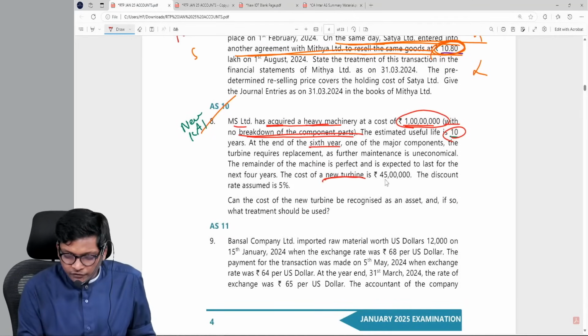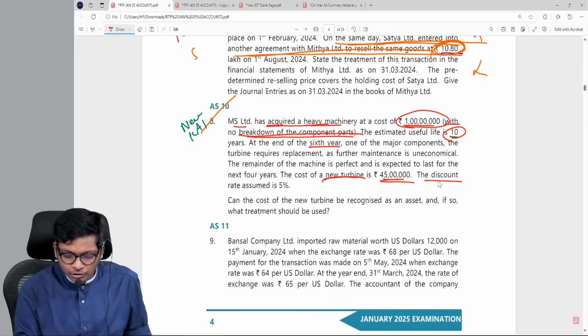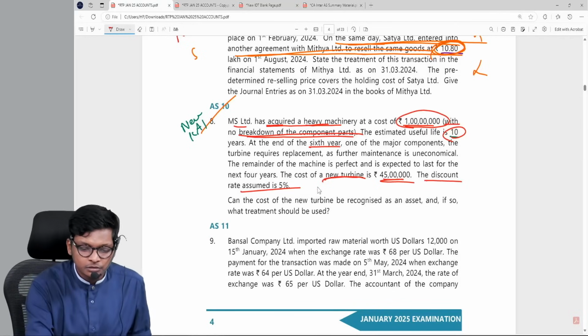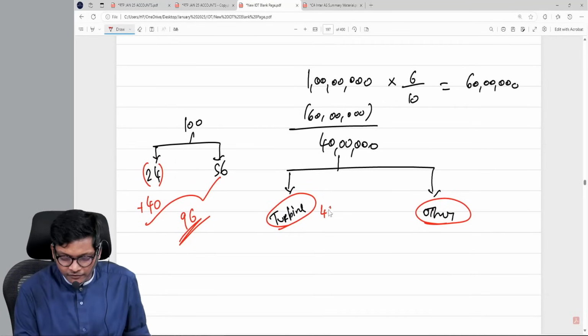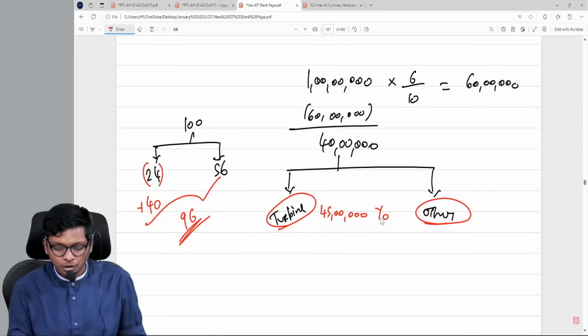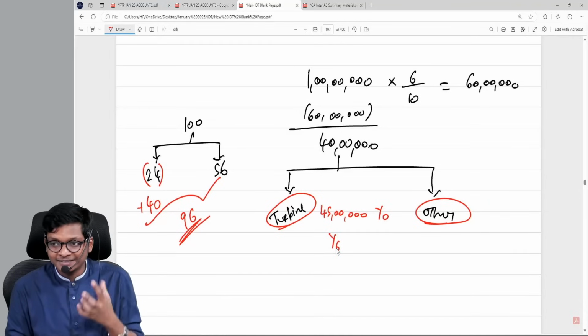If the cost of the new turbine is 45 lakhs, and the discount rate is 5%, I will make an assumption: if I purchase the turbine for 45 lakhs in year 0, what will be the present value of the asset now?